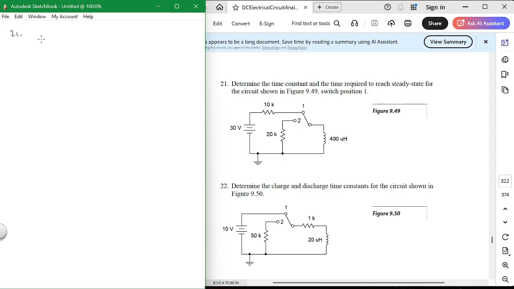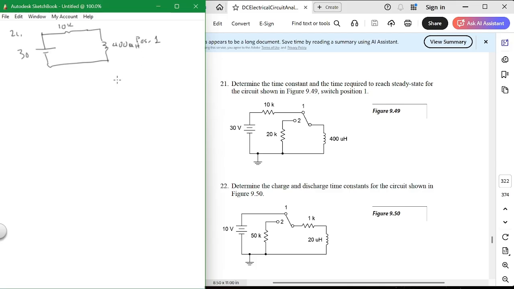21 is, now you've got 30 volts, and you've got a more complicated circuit, but it's really not. It's two circuits. You've got the switch either here or down there. So basically I'm just going to draw it like it's in position 1. Okay, it's position 1. And I've got 30 volts, and I've got 10K, and I've got 400 microhenries.